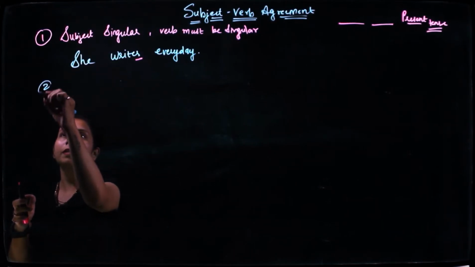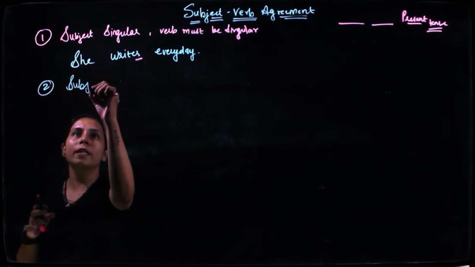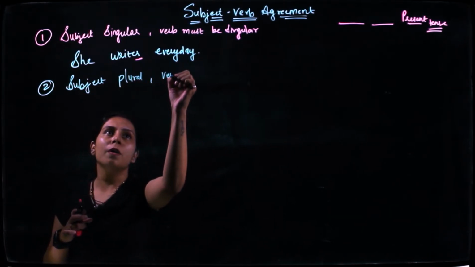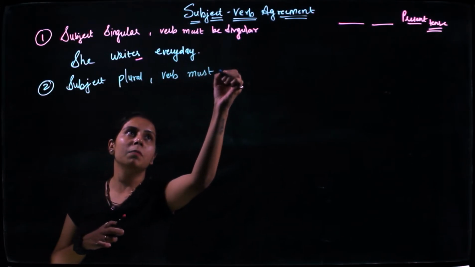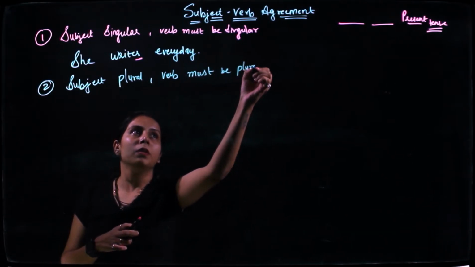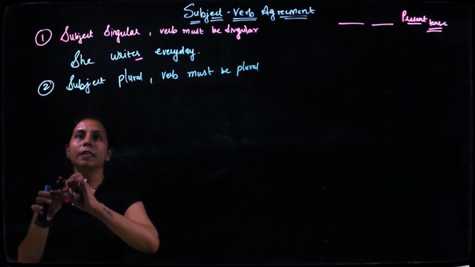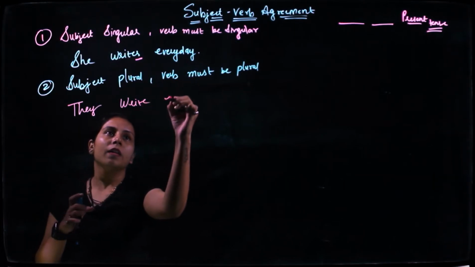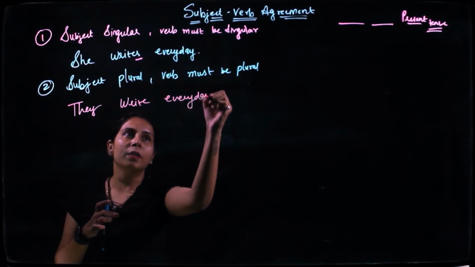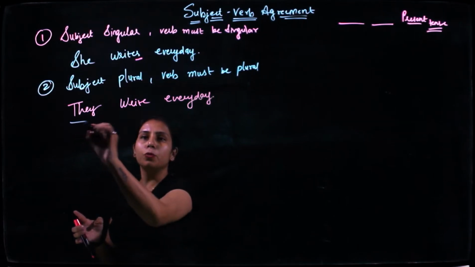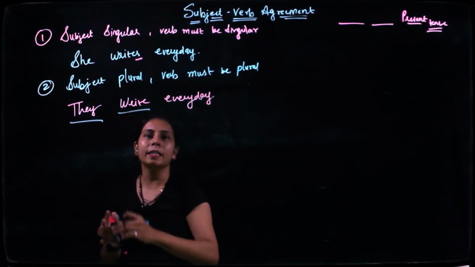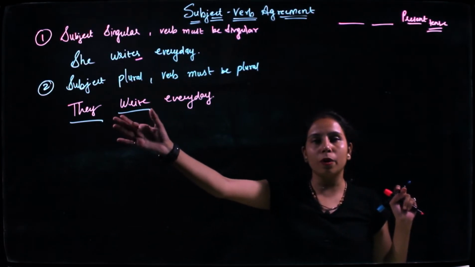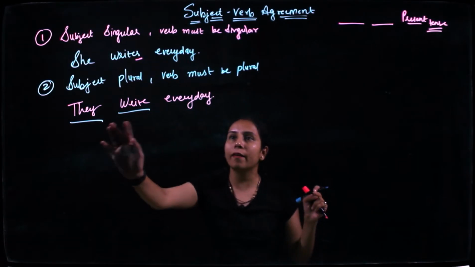Now I am going to talk about the second scenario. When the subject is plural, then your verb must be plural. Okay, so with the given example, they write every day. Now here, I have written plural they, more than one person. Write is in present tense, that's why we have removed s behind it to make the action word plural. Just now we discussed it. So, they write every day.